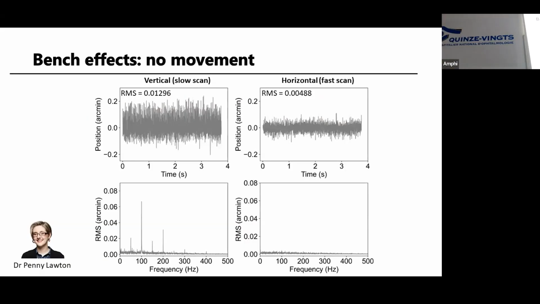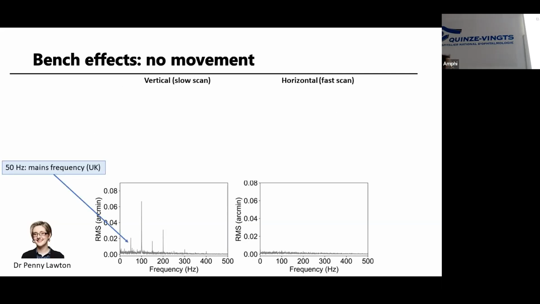And here's an example model eye movement trace showing the horizontal and vertical movements. You can see that the vertical movement is a lot noisier than the horizontal movement, but the RMS error is still under 0.12 arc minutes RMS, which is absolutely tiny. It's about 1/50th of a cone diameter. But if you look at the amplitude spectrum on the bottom, you can see that it's all concentrated in a few frequencies, particularly for the vertical scanner. That is actually the mains frequency in the UK. So that 50 Hertz peak is coming from electrical noise on our vertical scanner.